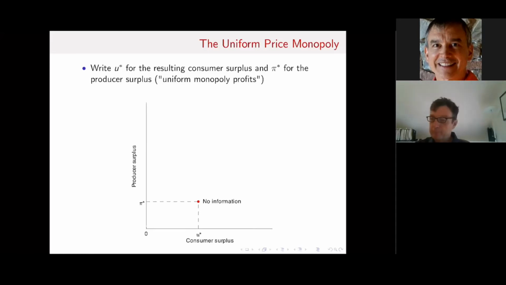Okay, so if you're pricing against the aggregate market, the seller has no ability to discriminate among the consumers. The best thing he can do is just charge a single price and simply hope that a large number of buyers will buy at that price. Okay, the market outcome is going to be simply represented by a pair of consumer surplus U star and producer surplus pi star.